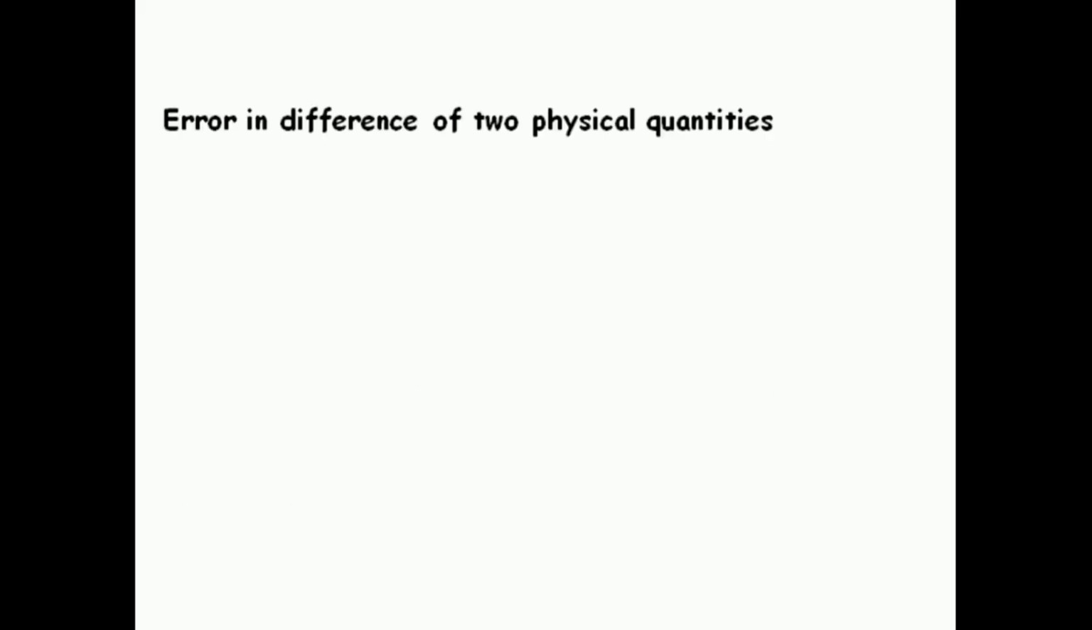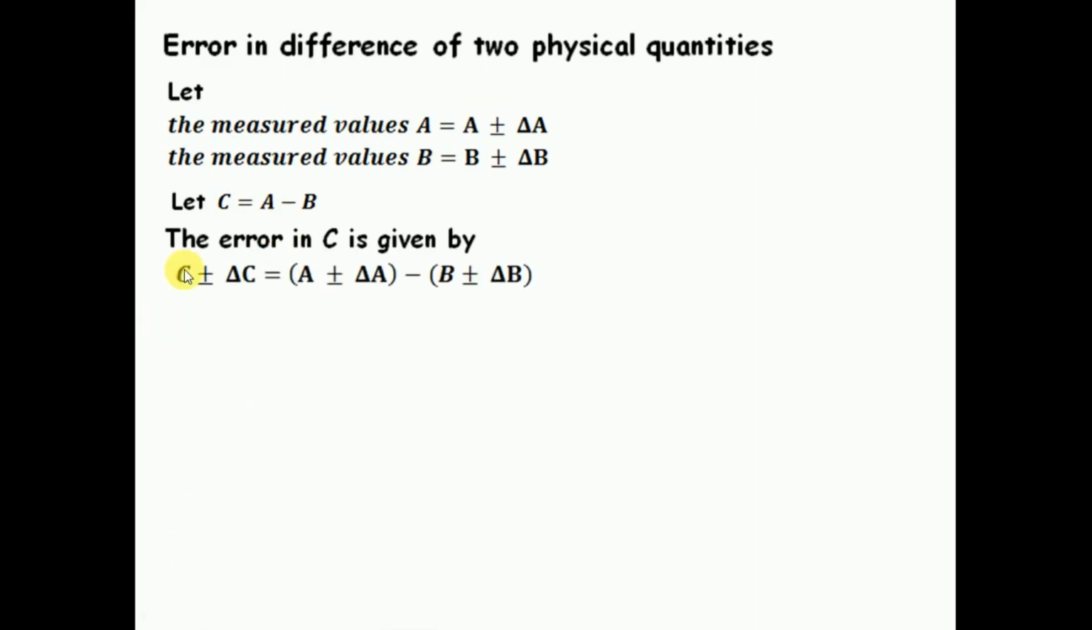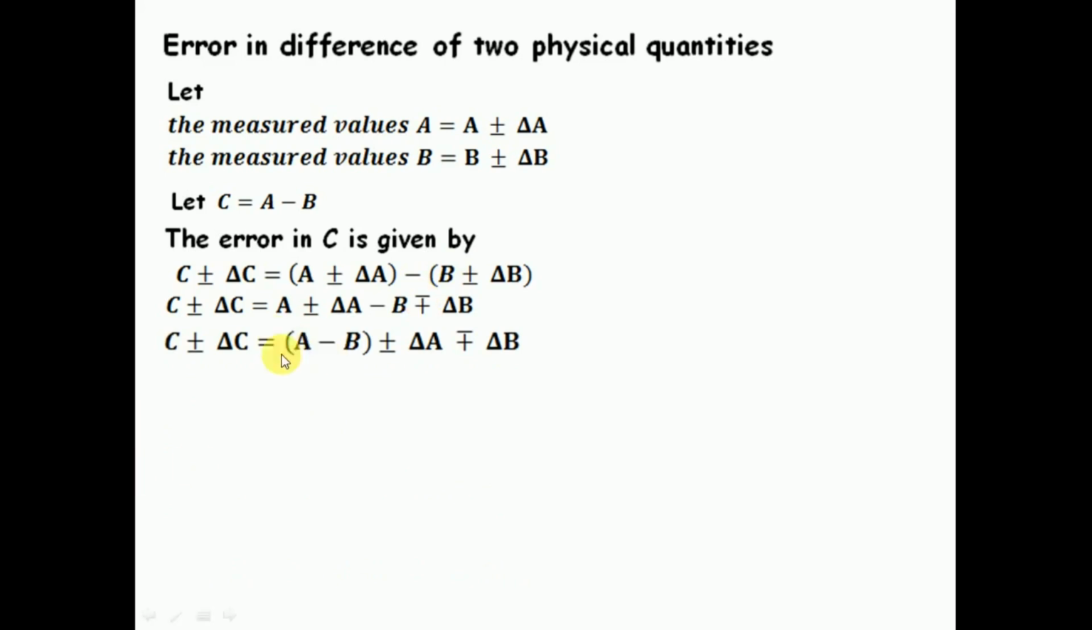Now let's do it for subtraction. I'm taking the same thing, a and b with errors delta a and delta b. Now the third physical quantity, that is c, is a minus b, the difference of these two. Similarly, error in c can be written as, I can put the value of a and b. Now when you multiply this minus sign, you'll get minus b, and when you multiply this minus and this plus, you'll get minus, and when you multiply this minus and this minus, you'll get plus. So this gets interchanged. Now I'll keep a and b together, so that is a minus b and plus minus delta a plus delta b.